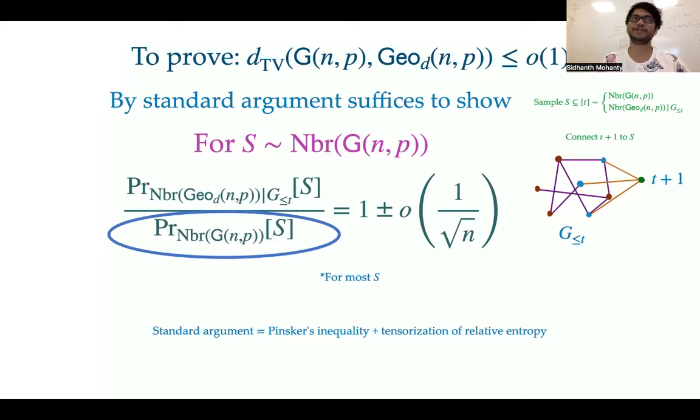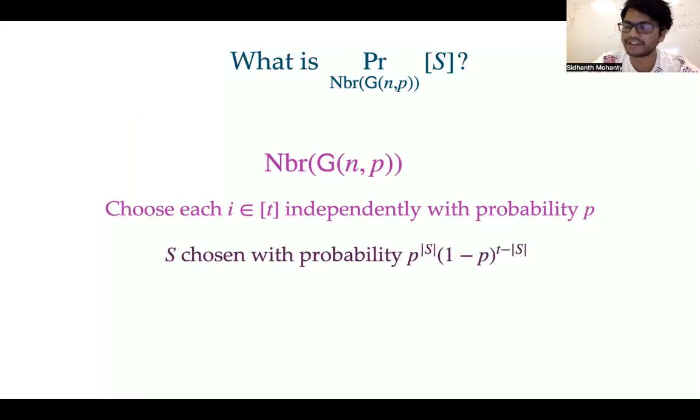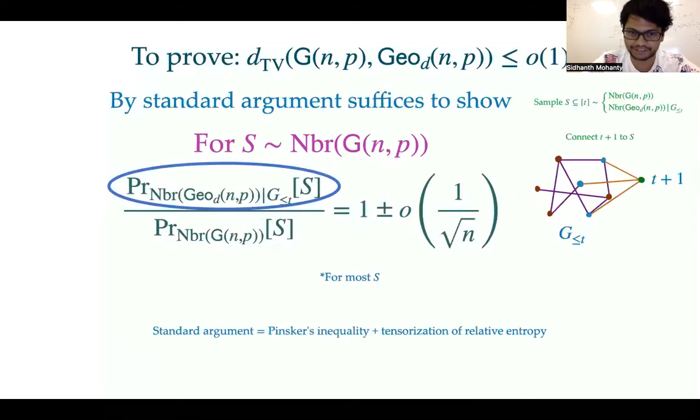So now I've told you this ratio. So now we should actually get into what the numerator and denominator are. So let's look at the denominator. What is the probability that S is chosen as a neighborhood for a new vertex in the Erdős-Rényi model? In this model, you choose each vertex independently with probability p. So a given set S is chosen as your neighborhood with probability p to the power cardinality of S times 1 minus p to the power t minus the cardinality of S.